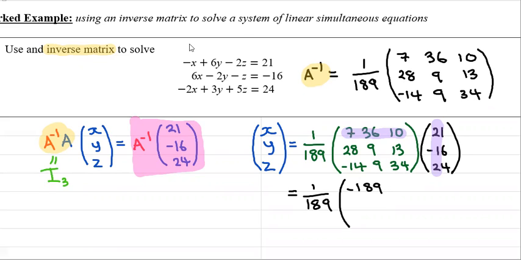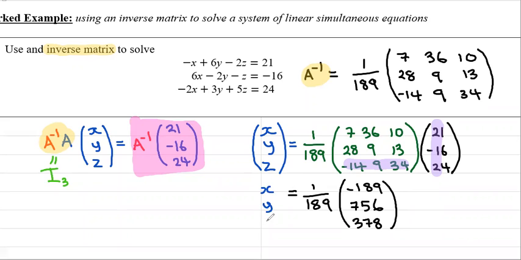All right, let's move on to the next row. So let's just drag this highlighted part down. We're going to compute 28 multiplied by 21 plus 9 multiplied by negative 16 plus 13 multiplied by 24. That's going to give us 756. Please check this if you're not convinced. Okay, and then finally in the third row, again, we've got some big numbers. Once we compute that using matrix multiplication, we will get 378. Okay, all this is equal to our x, y, and z.